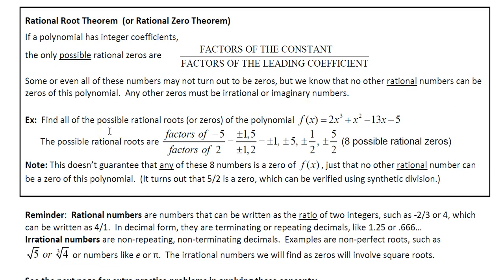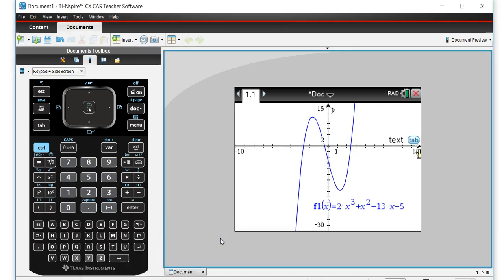Find all of the possible rational roots or zeros of the polynomial f of x equals 2x to the third plus x squared minus 13x minus 5. Now, taking a look at the graph of this polynomial, we can see that there aren't any obvious integer zeros. So how do we go about getting started? It's not a factorable polynomial. You can see the 2x cubed plus x squared minus 13x minus 5 can't be factored by grouping, so there's no real obvious way to find the first zero.